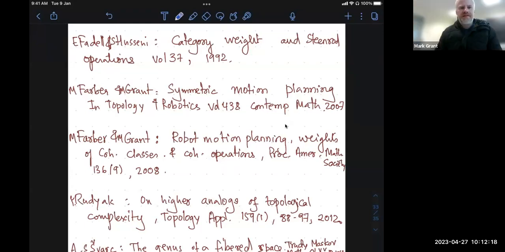Yeah, I was going to ask, sorry, about the upper bound, because you mentioned that if there was a nice circle action, you might be able to bring it down by 1.